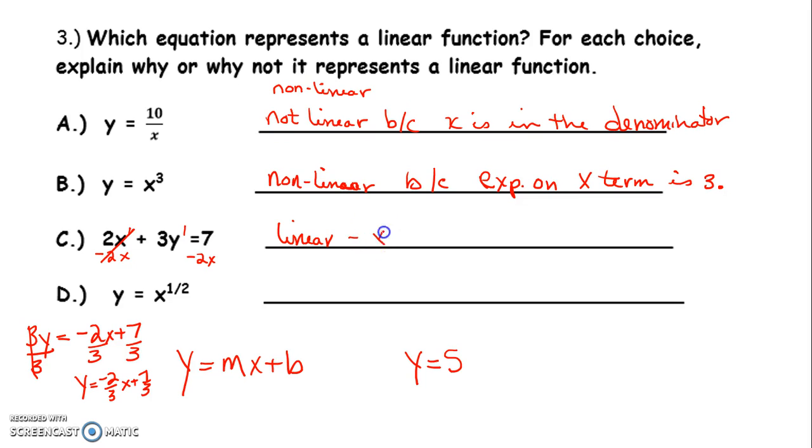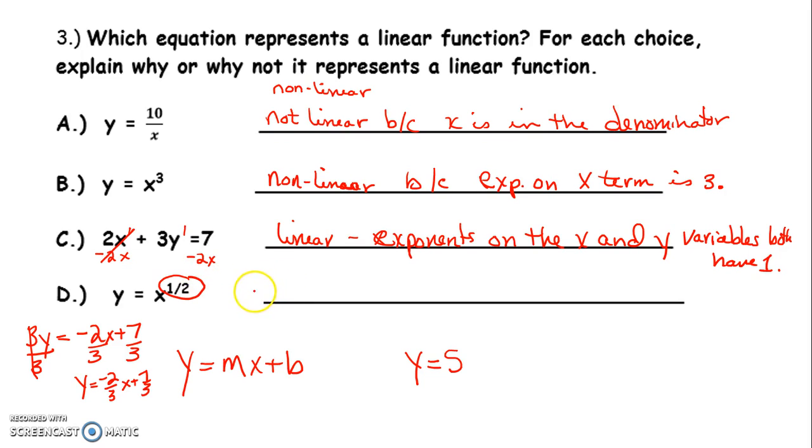And the reason is exponents on the x and y variables both have 1. And if both of your variables have an exponent of 1, you know you're guaranteed to be linear. Next one, here's the issue. We can't have an exponent of 1/2. So this one is nonlinear.